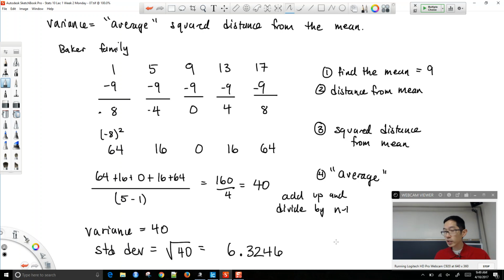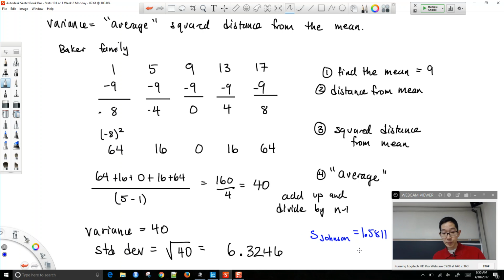We're going to run out of time to do this, but if we went back and did the standard deviation for the Thompson family, it'll probably take you 5 minutes. I think it's a good exercise. Or what did I say was the other family? The Johnson family. The standard deviation for the Johnson family is equal to 1.5811. So you can try this out.